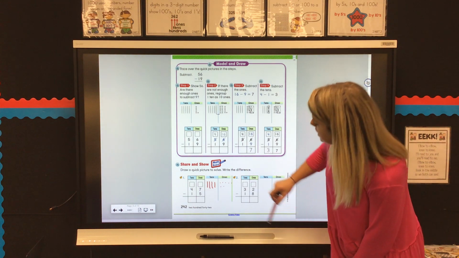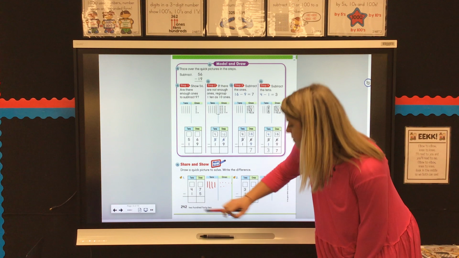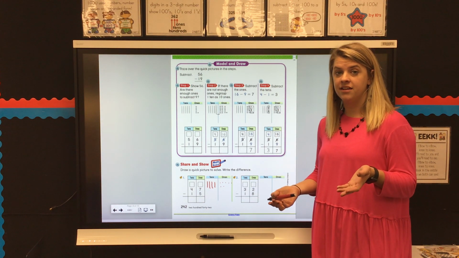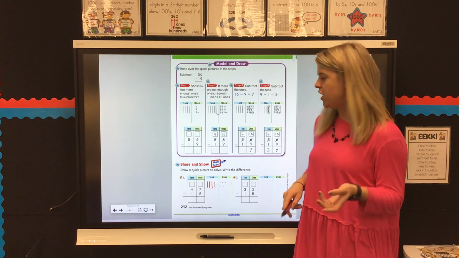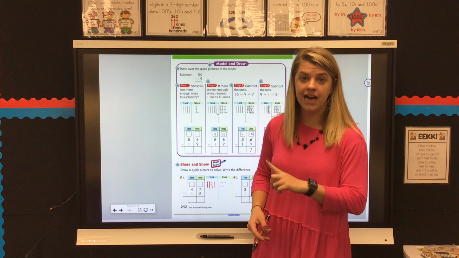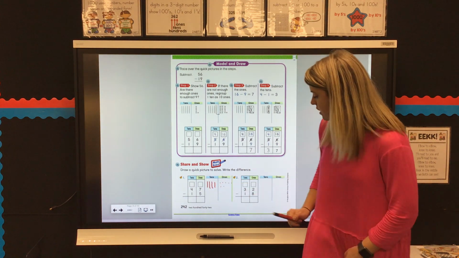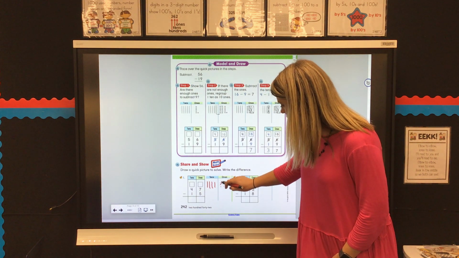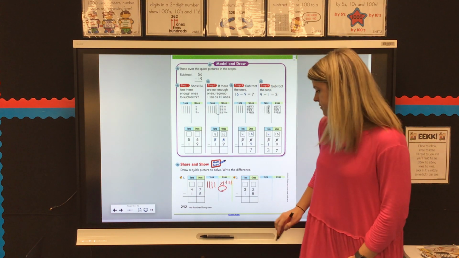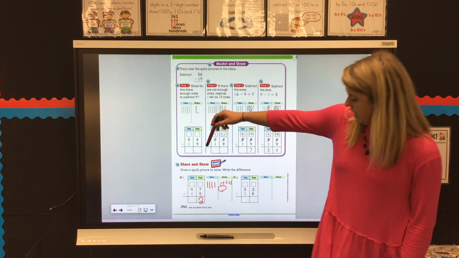So let's look at our ones column. We have 7 on the top and 5 on the bottom. More on the top. Very good. More on the top. No need to stop. Which means we don't have to regroup for this one because we have 7 ones and we need to take away 5. 1, 2, 3, 4, 5. How many ones are left? 2. Very good.